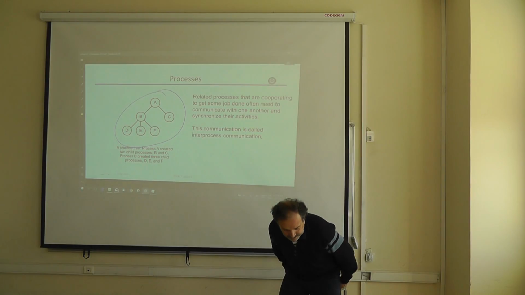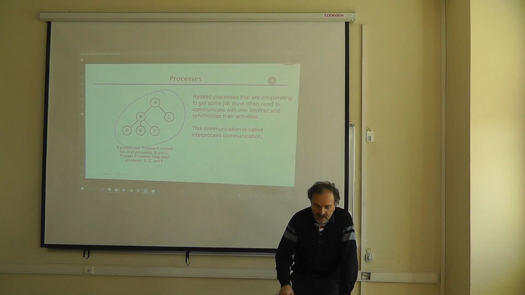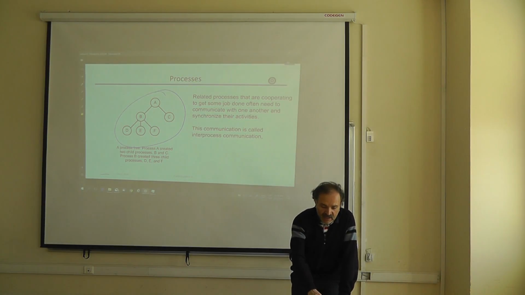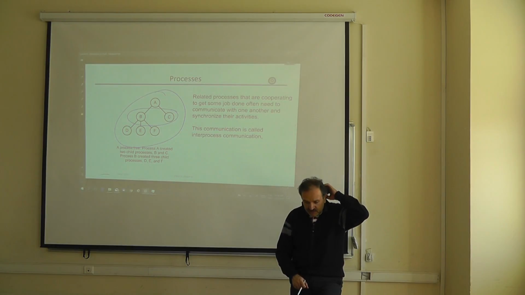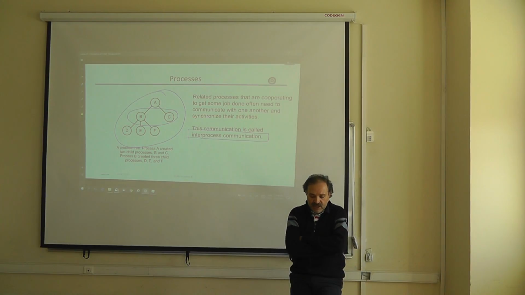Related processes that are cooperating to get some job done often need to communicate with one another and synchronize their activities. If A has two child processes, B and C, maybe B is doing something, and with the thing that B is producing, C is going to do something. So C has to wait until B is done. So there is a synchronization problem. Synchronization is a very serious problem with inter-process communication. If you are communicating between the processes, then it's called inter-process communication.